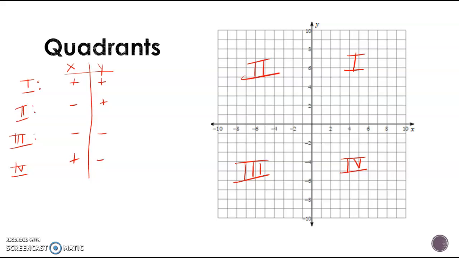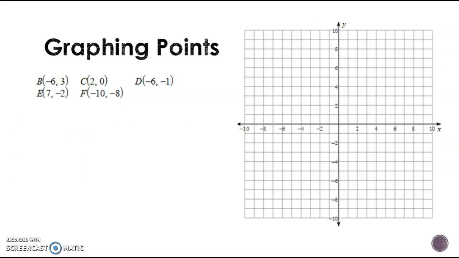So that just kind of helps. It makes us think about where a point is and whether we graphed it correctly. So if I had two positives, I know I would want to see that point over here. So this table can help us double check to make sure that our point is in the right spot.